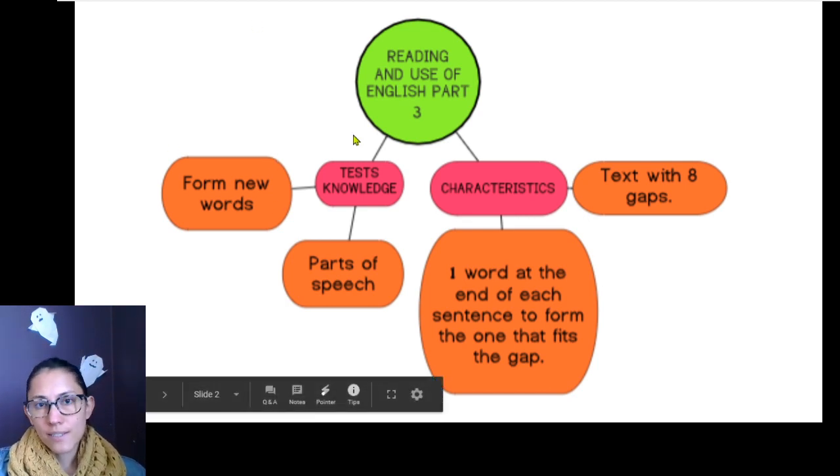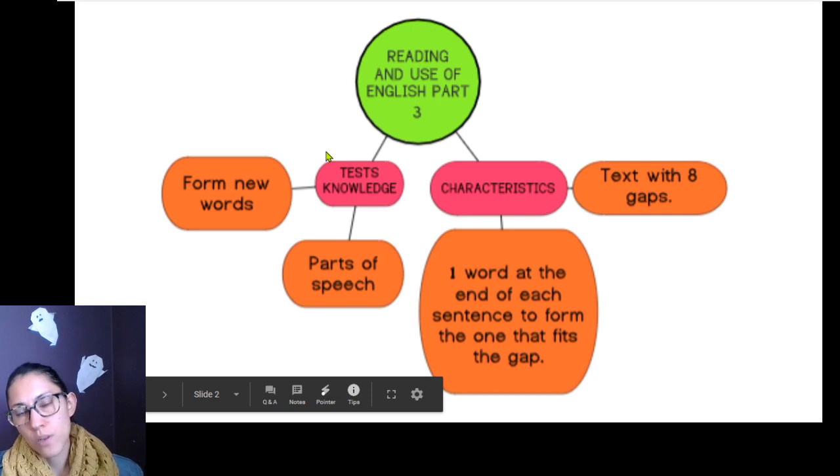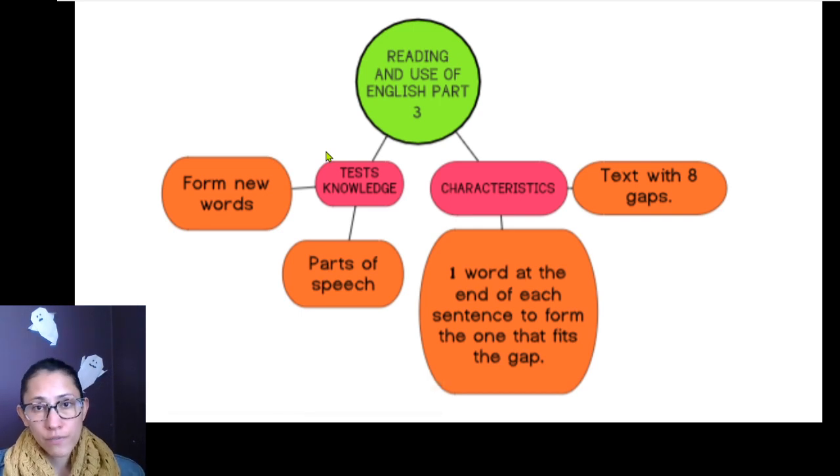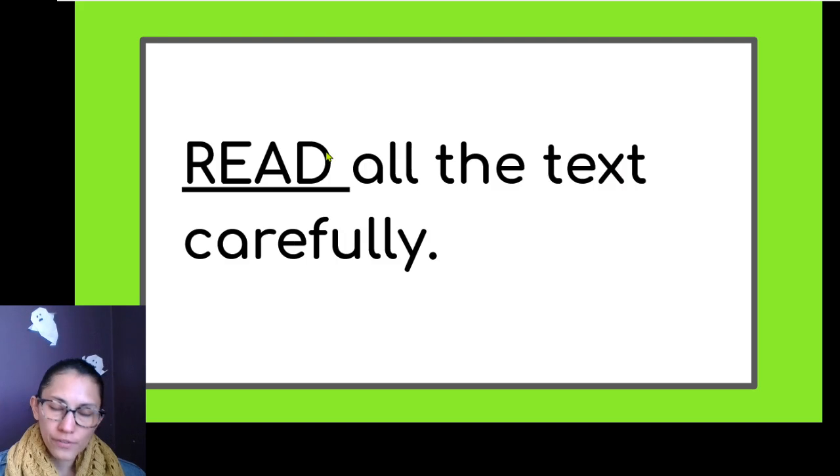This exercise tests your knowledge about forming new words, and if you know the parts of speech. We've already seen them, which are the noun, adjective, adverb, etc. Now the tips. The first and most important: read all the text carefully, because by reading it, you will know what kind of words you need. Some of them are going to be quite logical, so just mind your spelling. Some are not that straightforward, so you need to stop and think, but you always need to read carefully so you can identify what specific word you need.